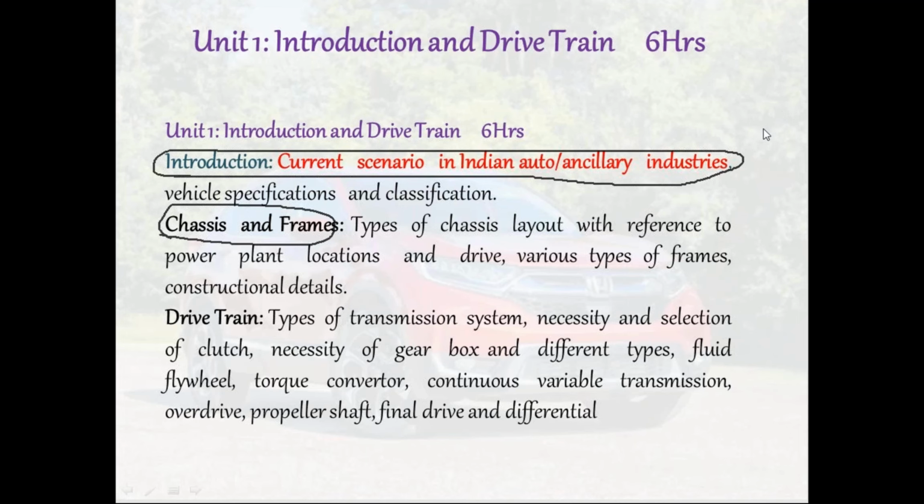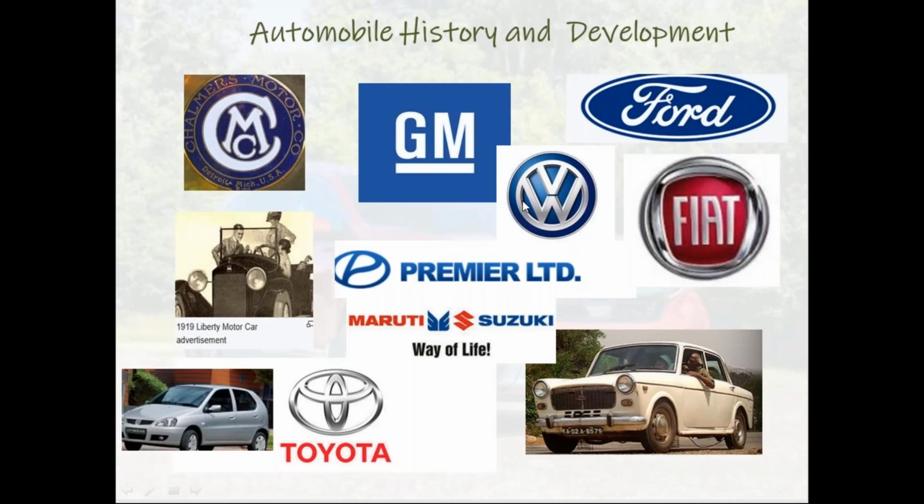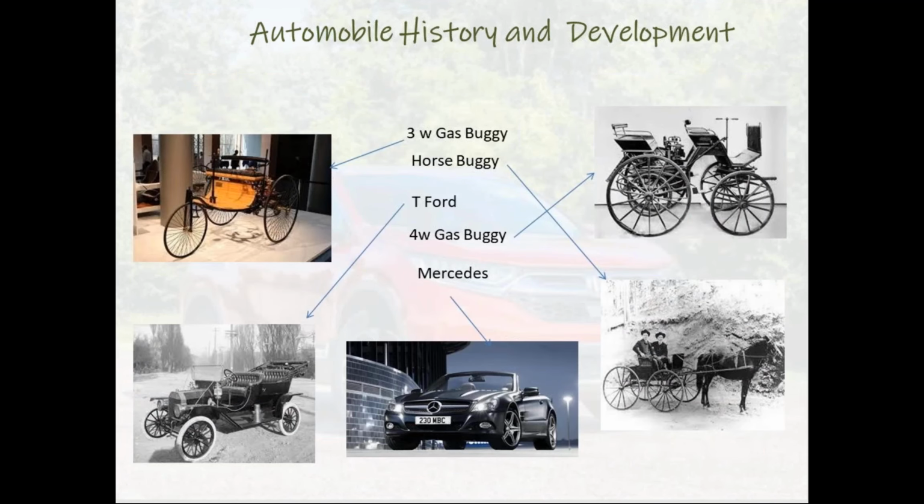As far as your examination is concerned, I think it's still objective type, but I am hoping for a subjective examination after the COVID situation. Automobile history covered who the manufacturers were in the early era and how automobilization started, starting with the first automobile, from three-wheeler and then moving on to four-wheeler. The first initial one was the gas buggy and then it continued.